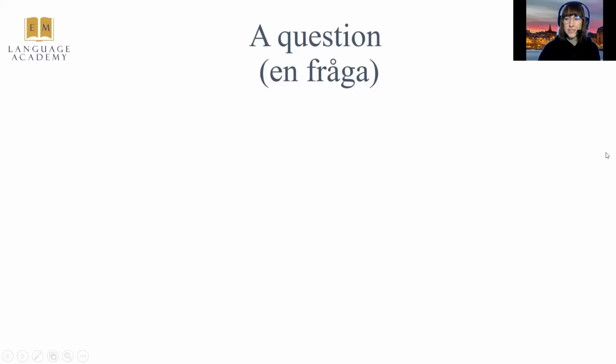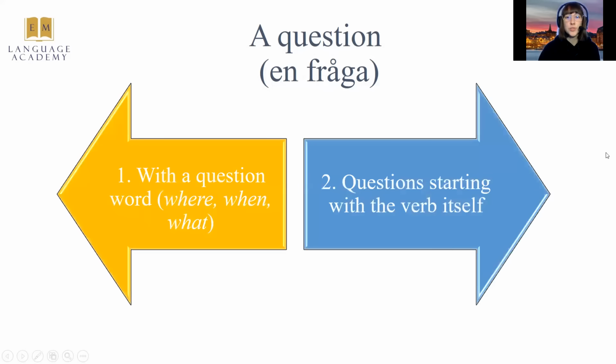So what about these questions? In Swedish, we have two types of questions. The first type is when a question consists of a question word, for example, where, when, or what. Do you remember? Vad heter du? Var ligger det? And another type of questions is where questions start with the verb itself. For example, kommer du från Italien? In English, for this type of questions, we have auxiliary verbs, do or does. Do you come from Italy? But it's not always the case in Swedish.